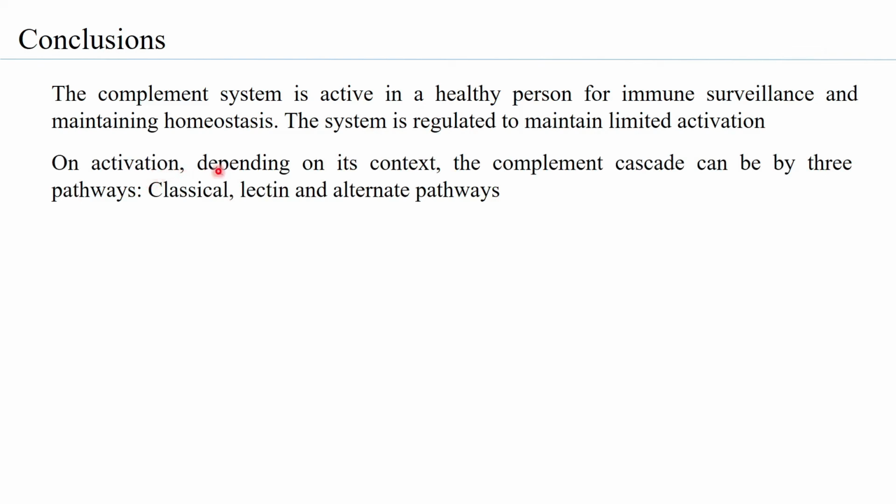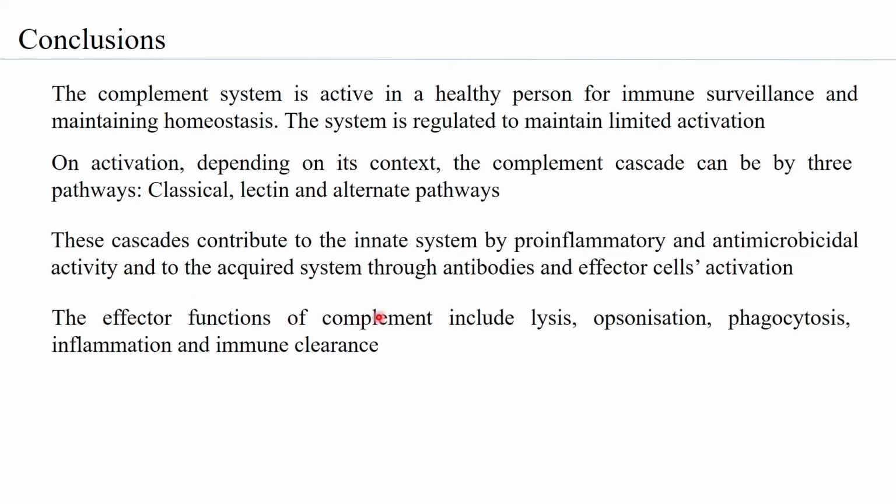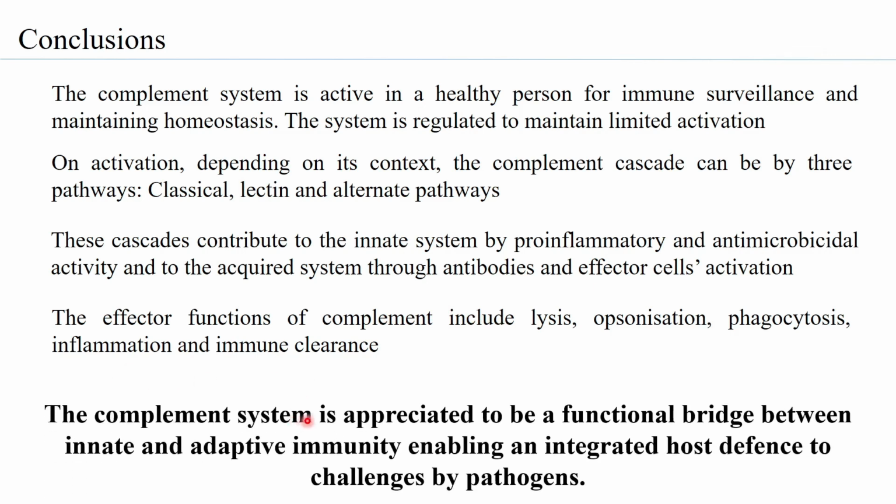On activation, depending on its context, the complement cascade can follow three pathways: classical, lectin, and alternate. These cascades contribute to the innate system by pro-inflammatory and antimicrobicidal activity, and to the acquired system through antibodies and effector cell activation. The effector functions of the complement include lysis, opsonization, phagocytosis, inflammation, and immune clearance. The complement system is appreciated to be a functional bridge between innate and adaptive immunity, enabling an integrated host defense to challenges posed by pathogens.